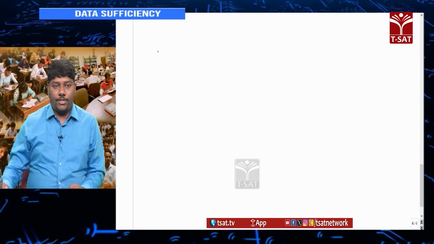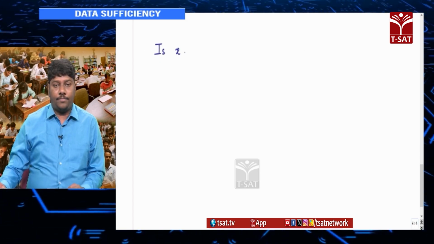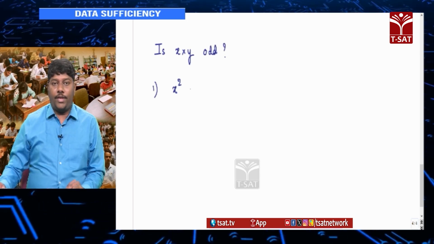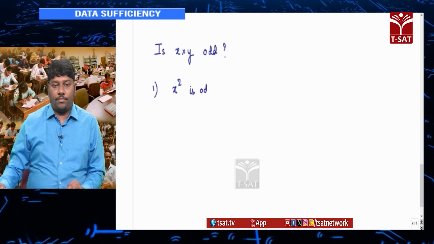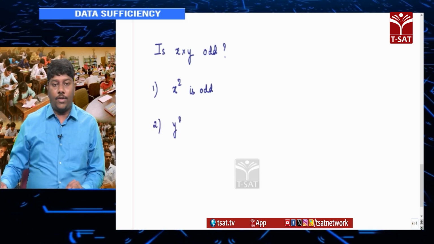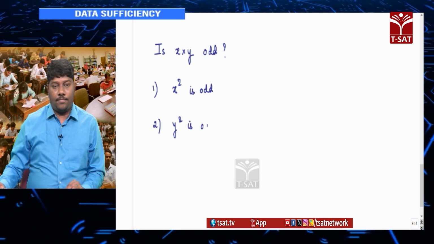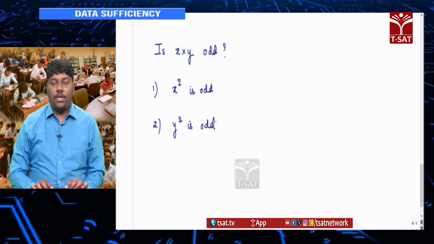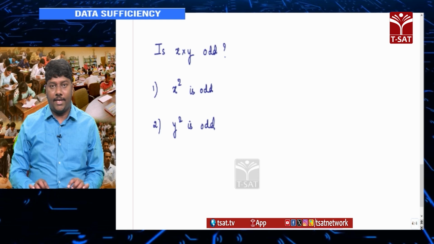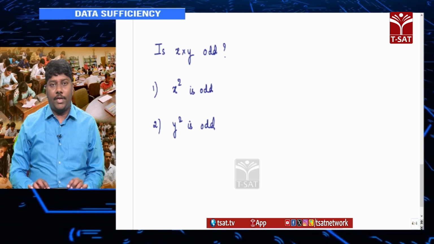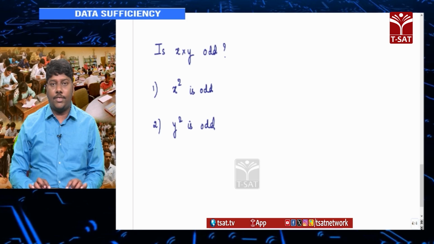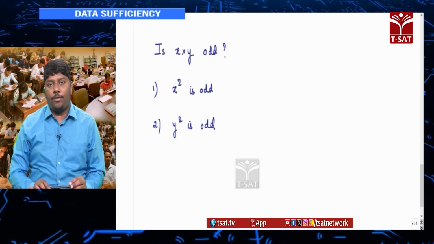Suppose I ask you, is x into y odd? Statement 1: x square is odd. Statement 2: y square is also odd. Now, look at the first statement, x square is odd. By using the first statement, I can say x is odd. By knowing x is odd, we can't answer whether x into y is odd or not. So, the first statement is not sufficient because I don't know about y.